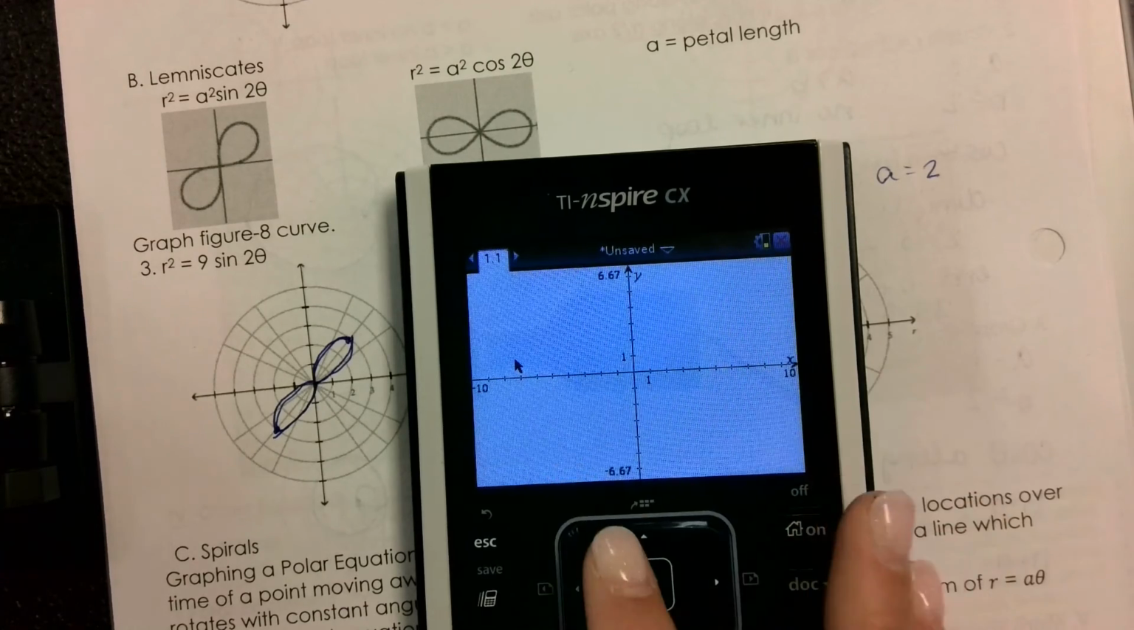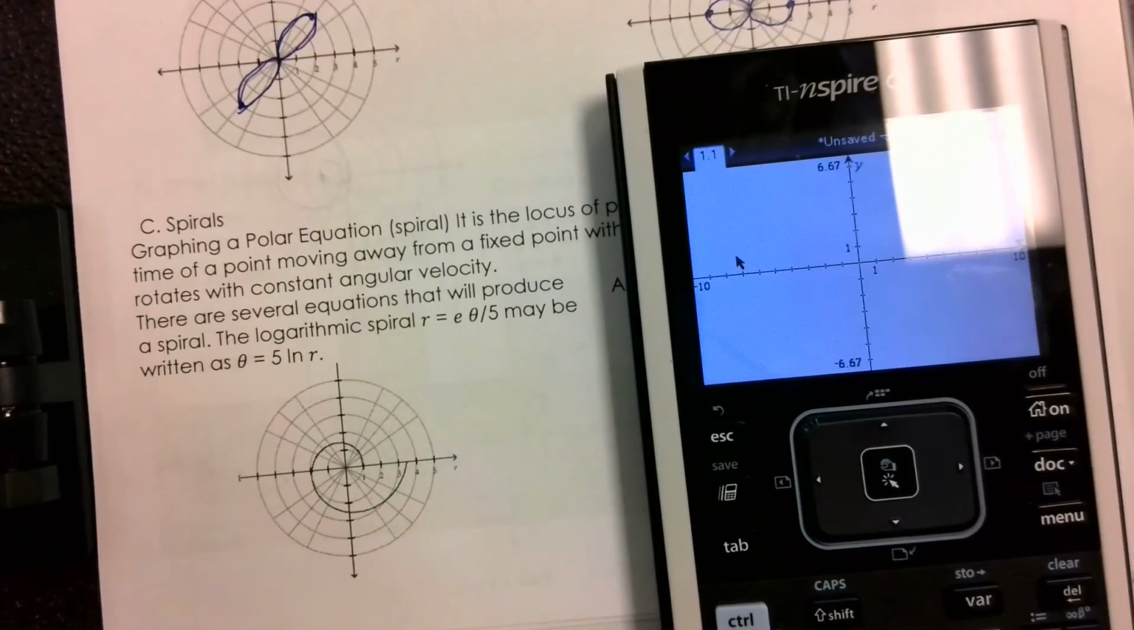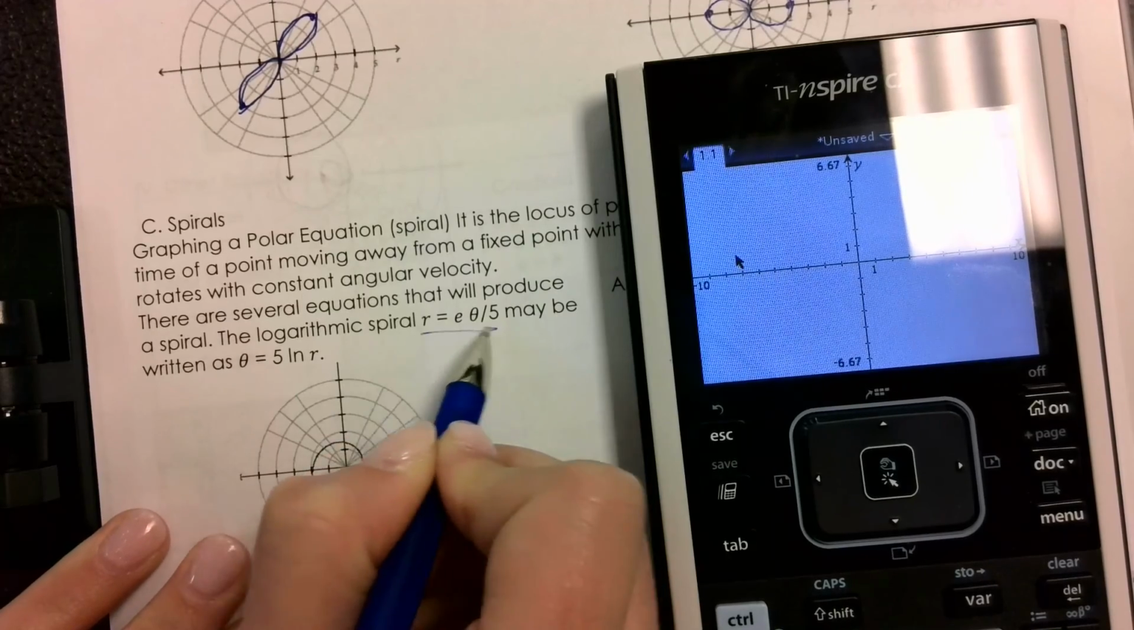So, which one do we want to do first? We'll do the spiral first because I think these are really cool to see. So your equation that we're talking about for your spiral is right here.